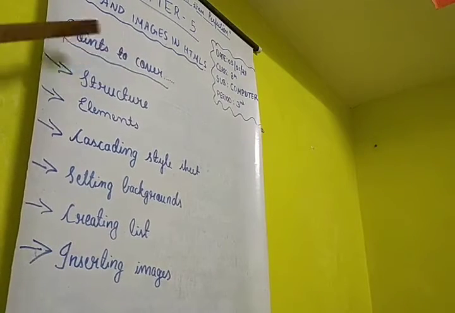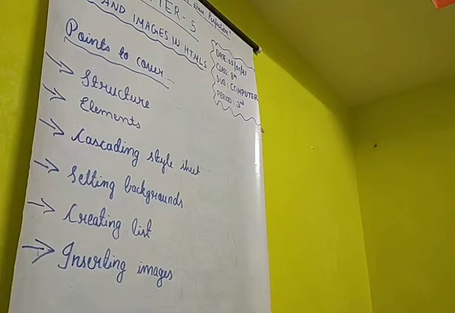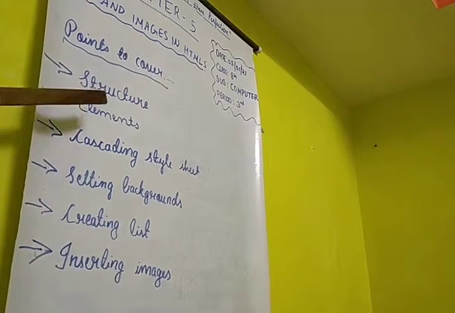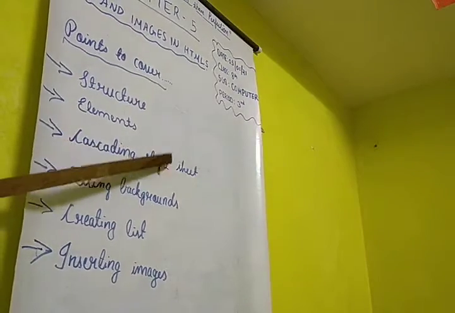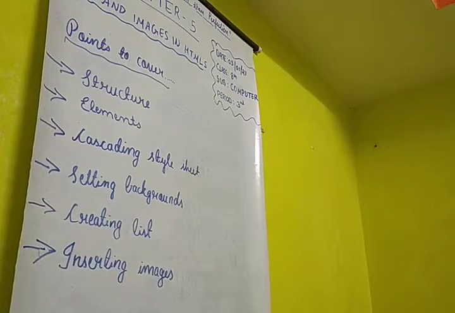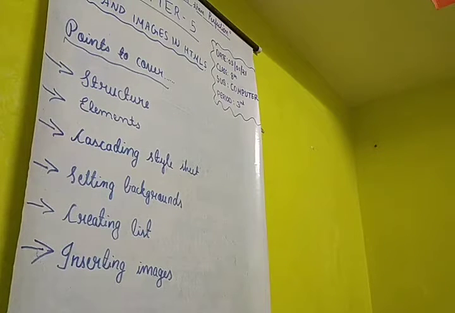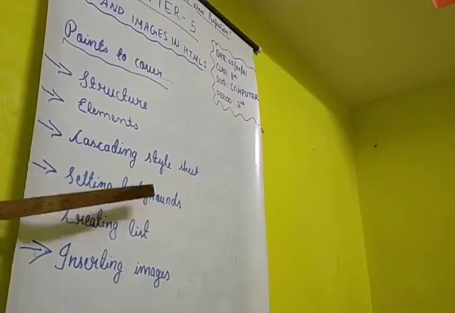First, we will see what is the structure of the HTML document. Then we will see what are the elements present there. Then we will study about cascading style sheets. You will come to know there are mainly 3 types of sheets which we will study in detail. Then we will see how we can set the background of the document.